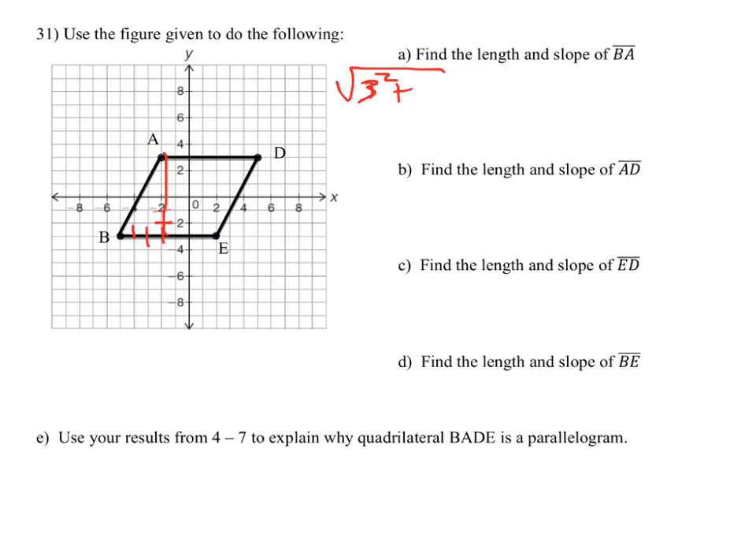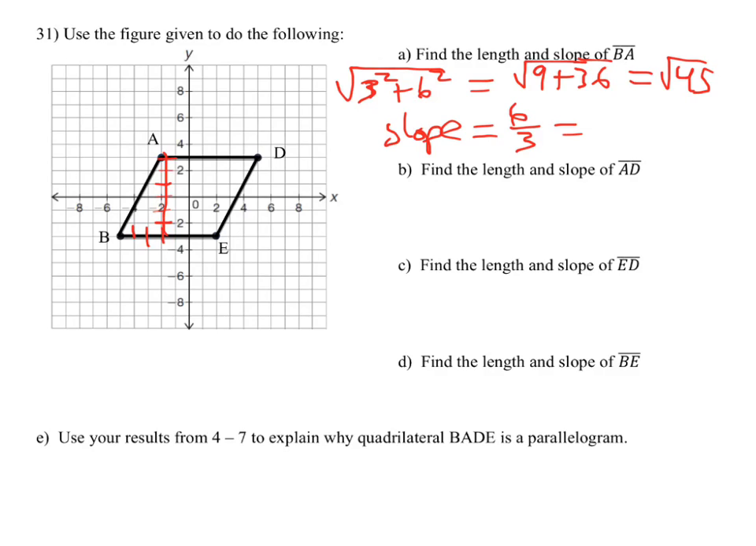And the rise is 1, 2, 3, 4, 5, 6. Square those, add them up. That's going to give me 9 plus 36, which is 45. And the slope is 6 over 3, or just 2. Okay, so I've got length and slope.